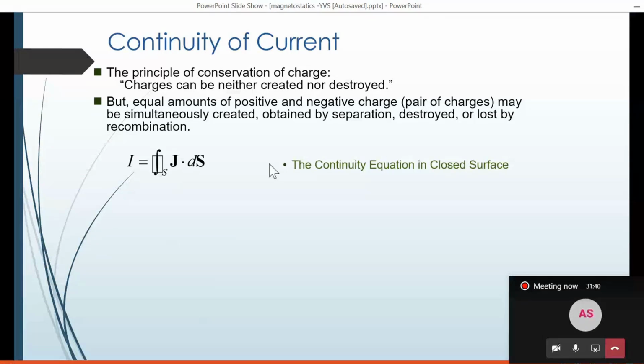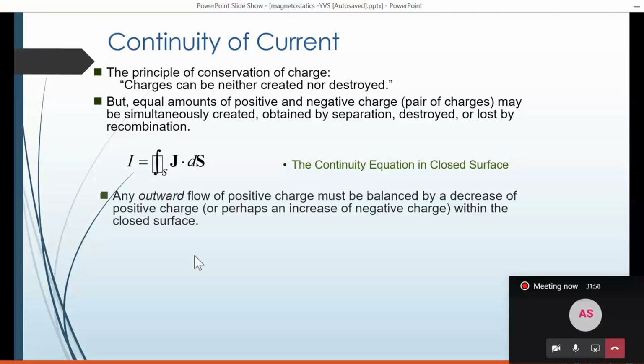So we have written the surface integration of J dS. This is the continuity equation of current for a closed surface. This integral is a closed integral. J bar dot dS bar, closed integration over the surface, gives capital I. What the equation again tells is any outward flow of positive charges must be balanced by a decrease of positive charges within the closed surface. Charges may be positive or negative.